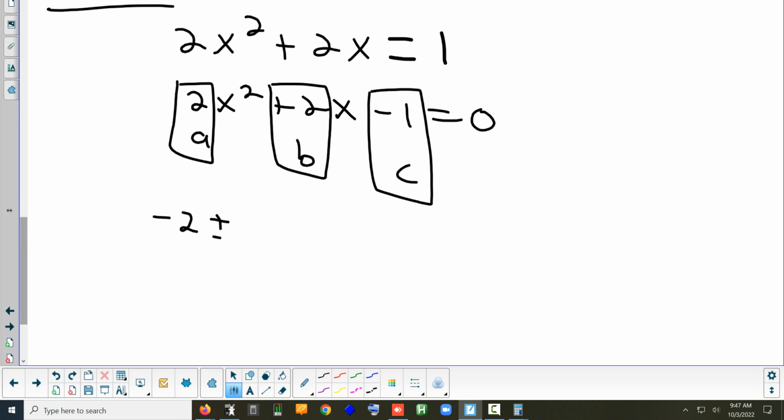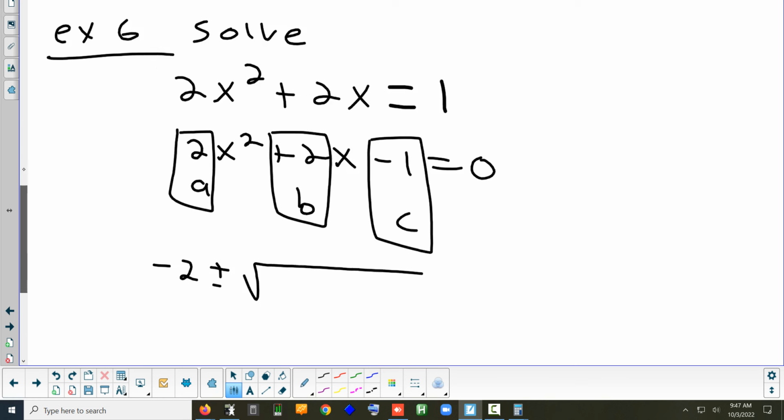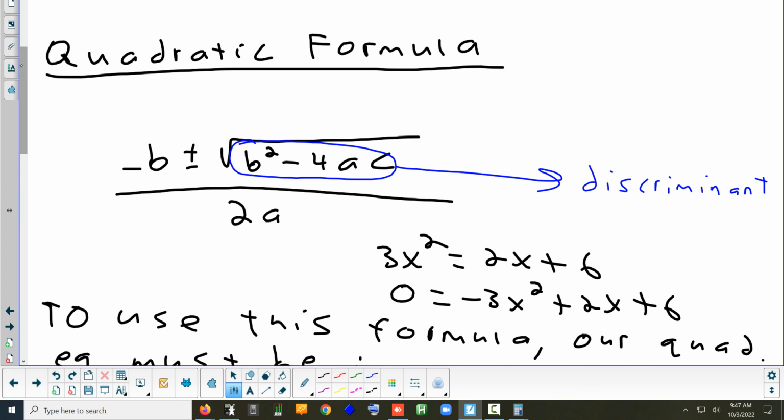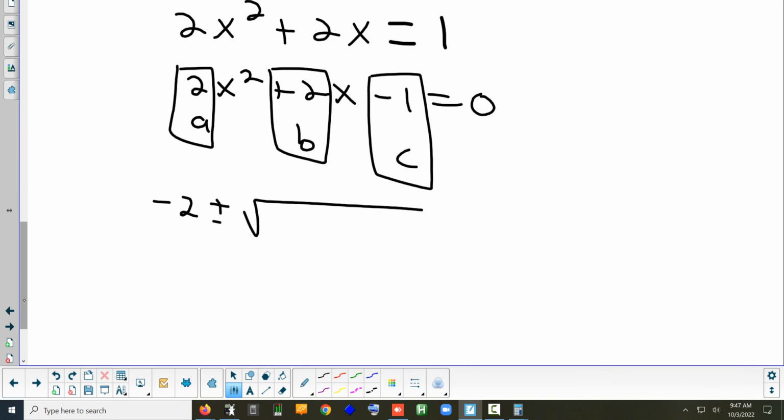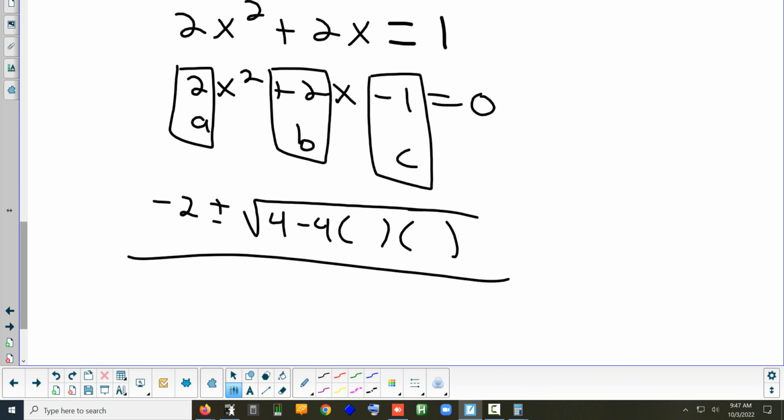So -b plus or minus, I don't know if I mentioned this, I think I wrote it up above, but this part under the square root has a name. It's called the discriminant. Well, I did write it. Okay, this part's called the discriminant. So -b plus or minus the square root of b squared minus 4 times a times c. What's a in this case? Yep. 2. And c is? Yep. -1. All divided by 4.